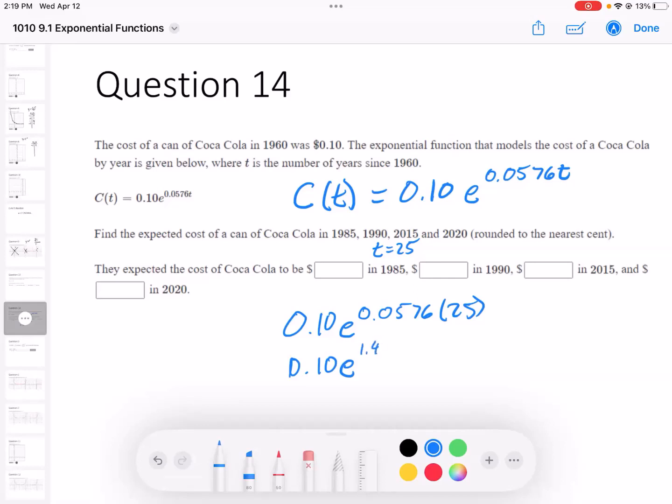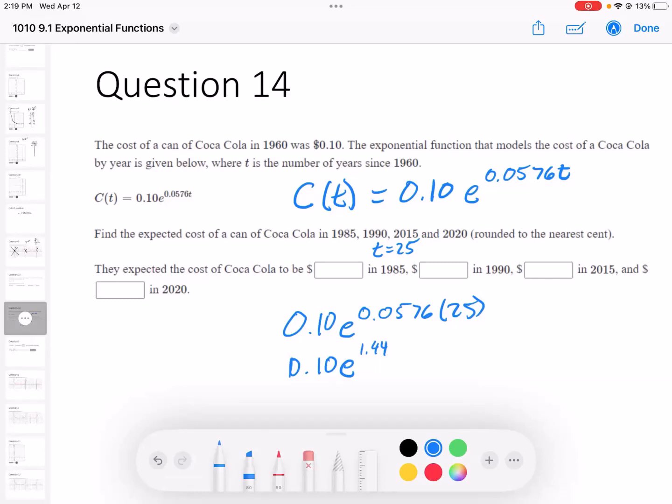$1.44. Okay, awesome. So my exponent simplifies to 1.44. And then order of operations says I need to do my exponent before I multiply by the 0.10. And on many calculators, there will actually be an E button where you'll be able to do E raised to something. So you'll have to look at your calculator and see if yours has it.